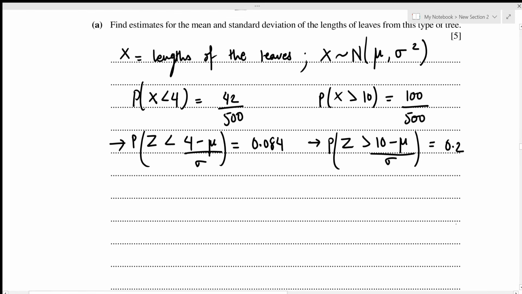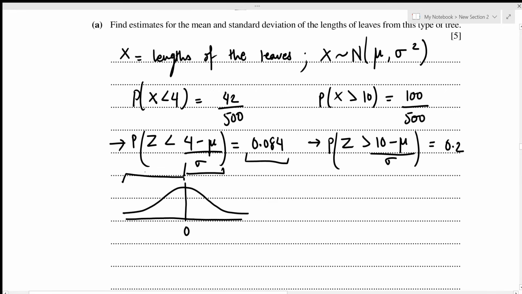Alright, now the first step is done. The second one is to draw the distribution. So this is 0, and we're looking for this point. The probability less than this point is going to be 0.084. Since we know that the probability to the left side of the mean is going to be 0.5, this point of (4 minus mu) by sigma is going to be somewhere around the tail. And this probability is going to be 0.084.